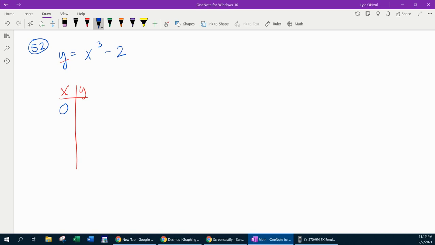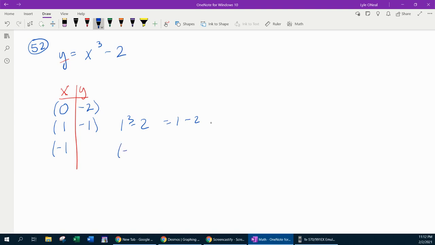So I'm going to start with 0. 0 cubed minus 2. Well, 0 to any power is 0. 0 minus 2 is minus 2. And that gives us a point to start with. And then it's pretty much up to you. You can pick whatever you want. Probably a positive number and a negative number would be a good choice. Let's say 1 and -1. You don't have to get extravagant. Just maybe stay close to home. 1 cubed minus 2. 1 to the third is 1. 1 minus 2 is -1.